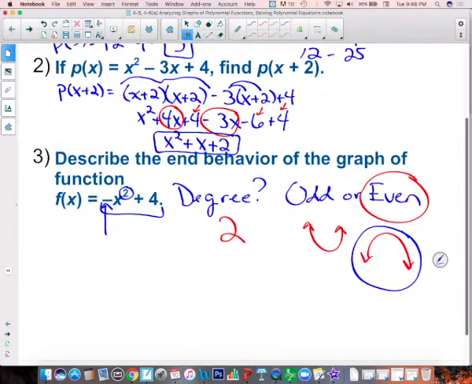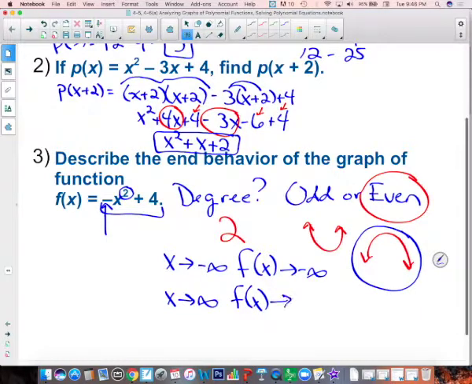So using that thought process, your end behavior must be both negatives, right? So as x approaches -infinity, f of x approaches -infinity. And it's going to be the same thing going to +infinity. Okay, as x approaches +infinity, f of x approaches -infinity as well. Okay, that's your end behavior of that function.